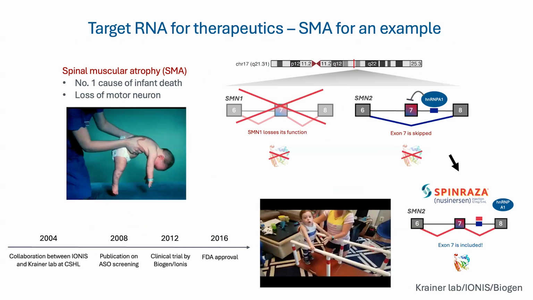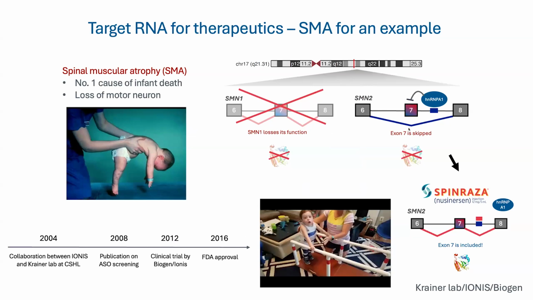So why is this important? A very important example is spinal muscular atrophy, or SMA. This is a very deadly disease that causes infant death. It is caused by a loss of a gene called SMN1, and this case is actually very special because in humans there's a backup copy of the gene called SMN2. SMN2 and SMN1 are almost the same. The difference is that in SMN1, exon 7 is included, which is required to generate a functional protein. In the case of SMN2, exon 7 is skipped.